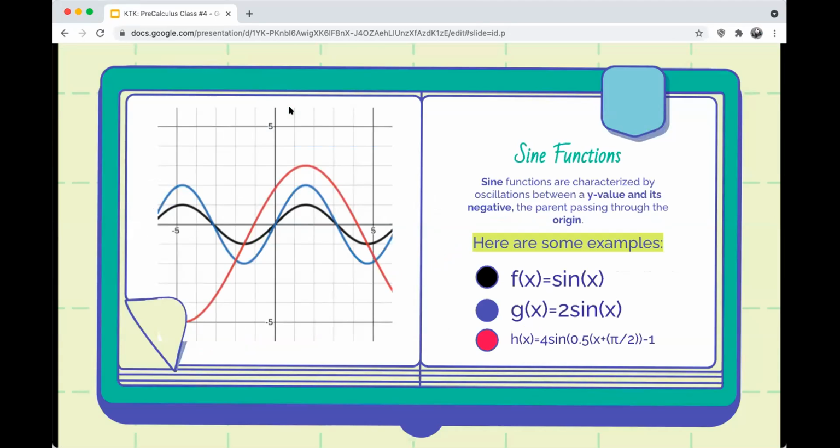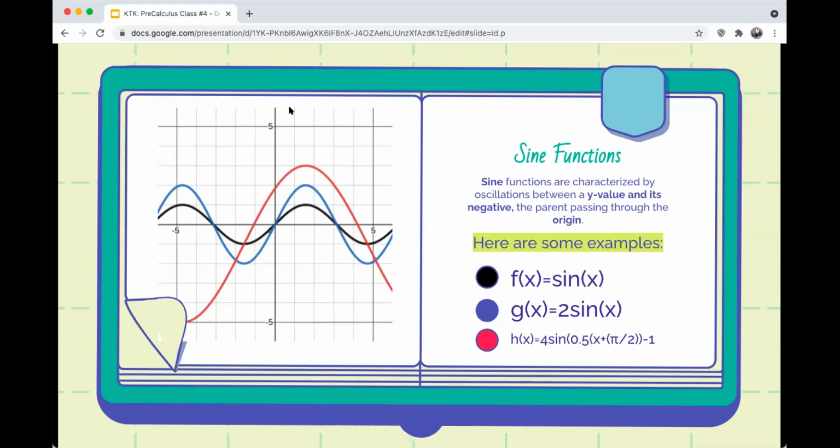So here's an example of a few sine functions. They're characterized by oscillations between a y value and its negative, and the parent passing through the origin. So some examples are f of x is equal to sine x, which is the parent function. You see it passes through the origin. The y value only goes as far as +1 and -1, and it has an infinite domain.